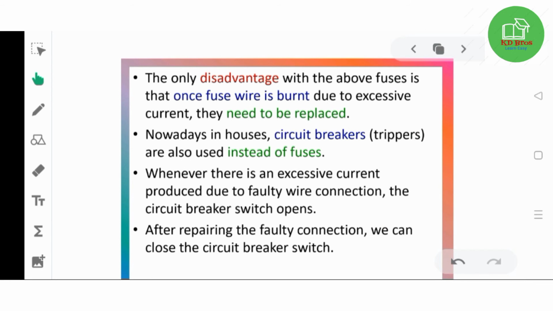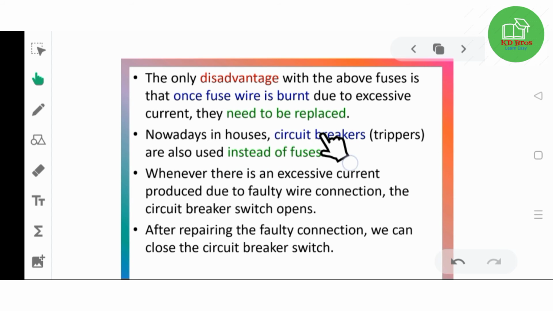Then the home appliance will be safeguarded. The only disadvantage with the above fuse is that once the fuse wire is burnt due to excessive current, it needs to be replaced. So once the fuse wire is melted, we have to replace it.